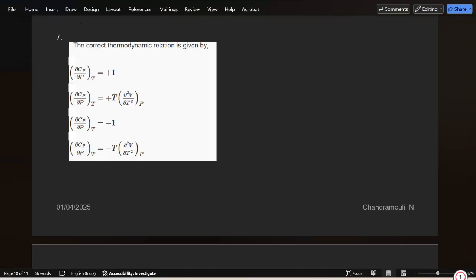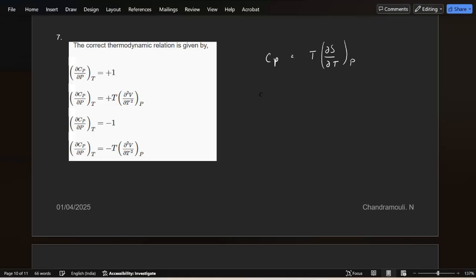How do we find this answer? We need Cp. We need to find del Cp by del P at constant temperature. Okay, let's start working on this. So what is Cp? Do you remember that? Remember it is T del S by del T at constant pressure. Correct. All right.